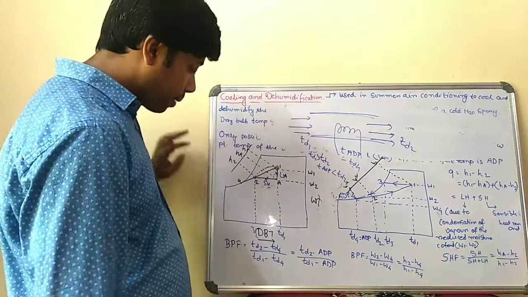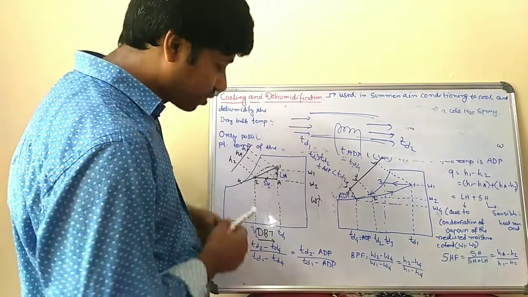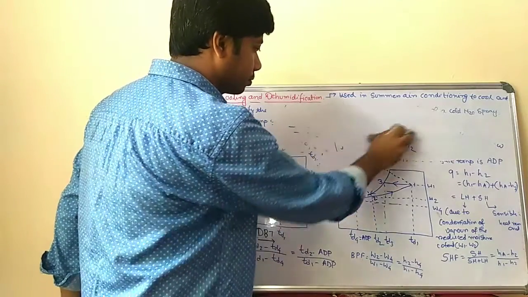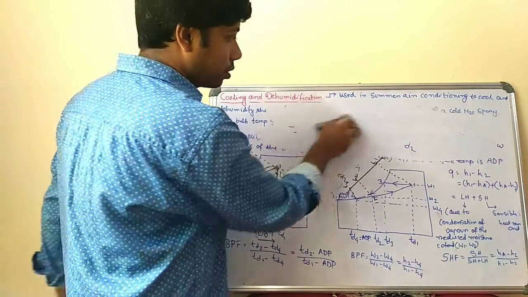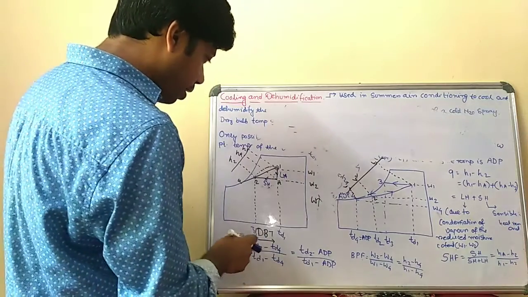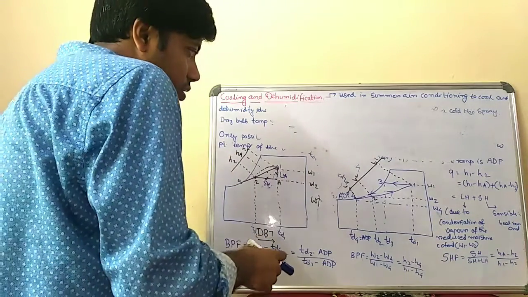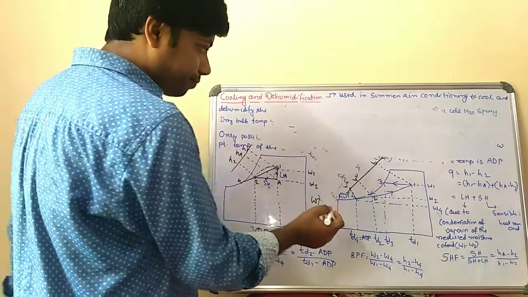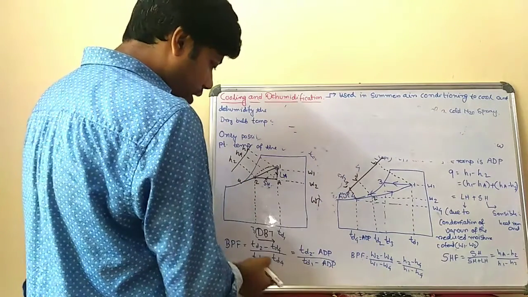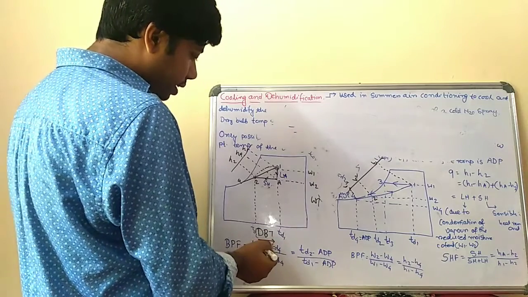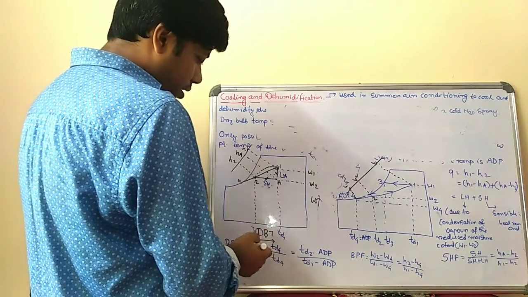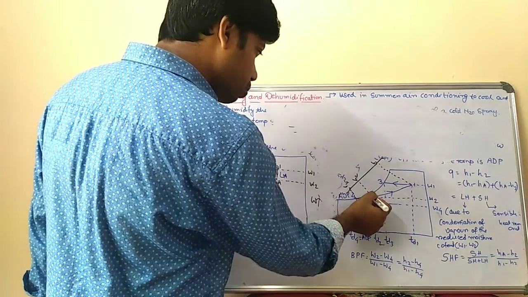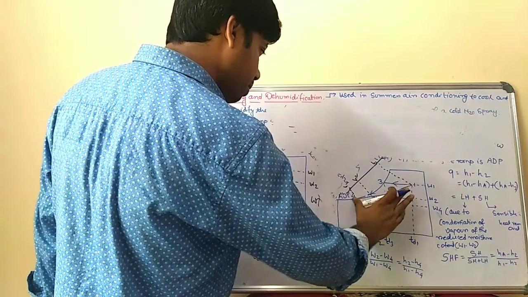Okay, now for this process, there is a bypass factor, as you know. Now what is the bypass factor for this process? So this is the point, and this is the point, this is the 4 point. Now the bypass factor is TD2 minus TD4 divided by TD1 minus TD4.